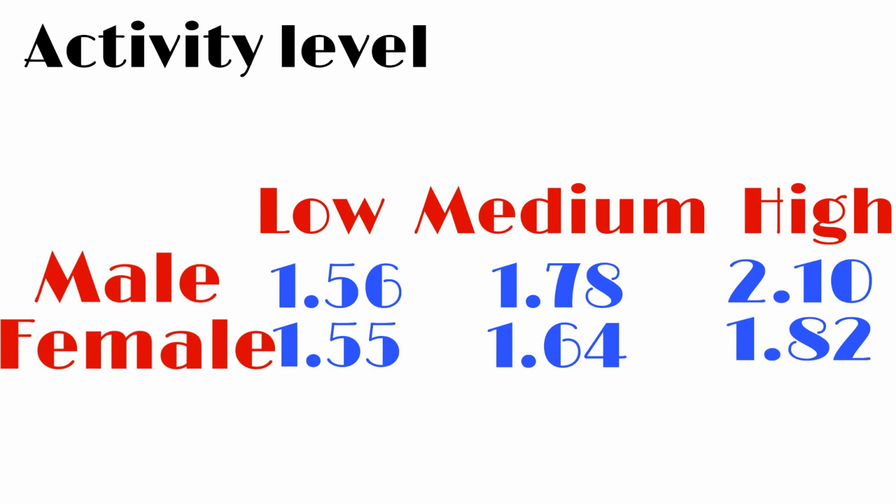And then if you think you are sort of a moderate worker, or your activity level is in a medium level, if you are a male, multiply your BMR by 1.78. And if you are a female, multiply it by 1.64. And if you think you are a heavy worker, or your activity level is high, then if you are a male, multiply your BMR with 2.10, and if you are a female, multiply it by 1.82. So then you'll get the amount of calories.